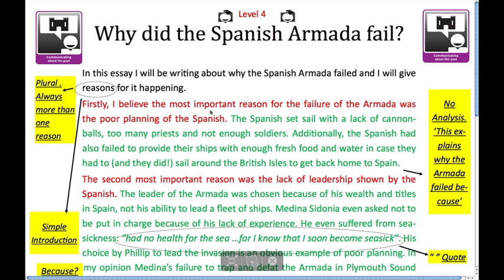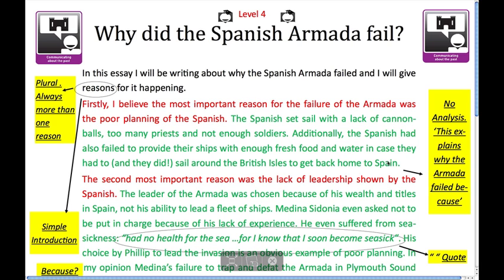Firstly, I believe the most important reason for the failure of the Armada was the poor planning of the Spanish. Point. Backed up by evidence, lots of it. The lack of cannon, too many priests, not enough soldiers. Additionally, it's well written, this paragraph. Also, lack of resources. What is missing at the end of this paragraph is the analysis that explicitly answers the question at the start. Why did this evidence lead to the failure of the Armada?